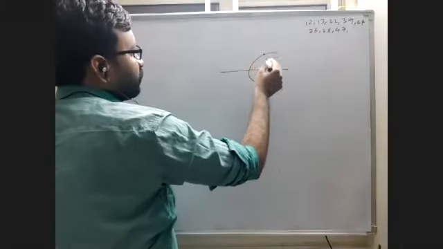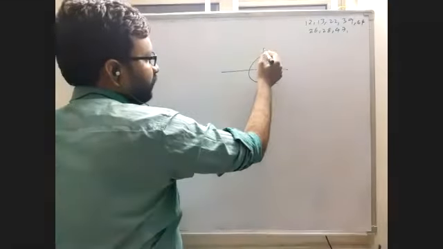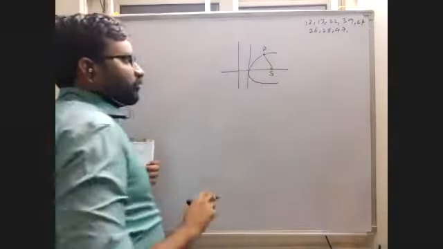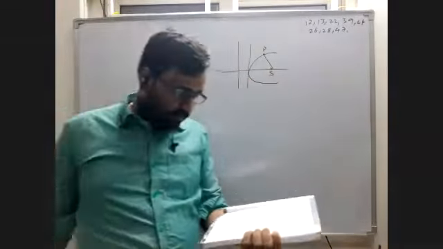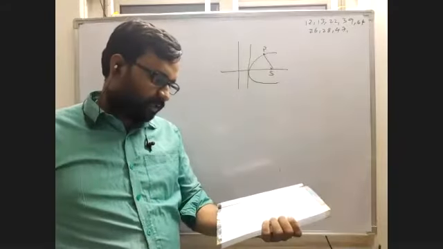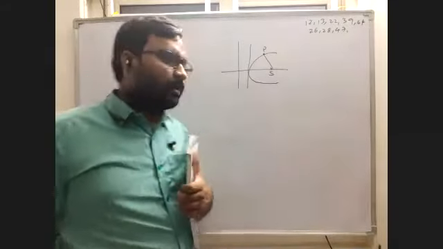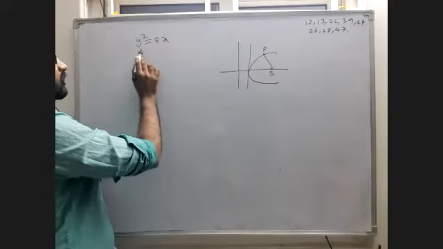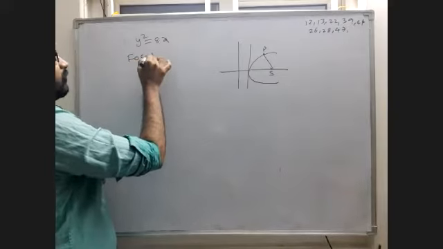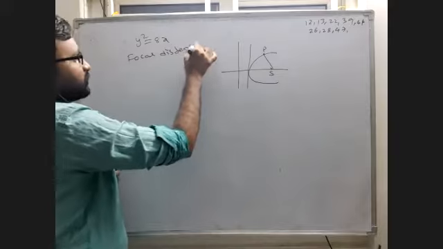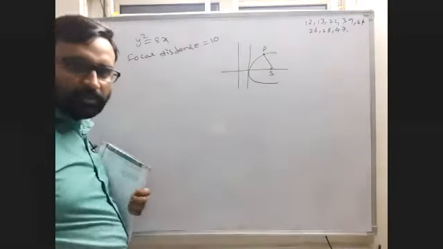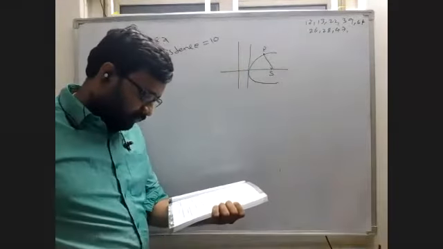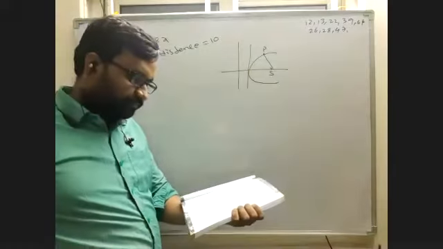From a point P on the parabola to the focus distance. Focal distance on the parabola from a point P to the focus is given as 10. And the parabola equation is also given, that is y square equal to 8x. For this parabola, the focal distance is given, 10. And we know the formula for focal distance. But what is it asking? Its coordinates.